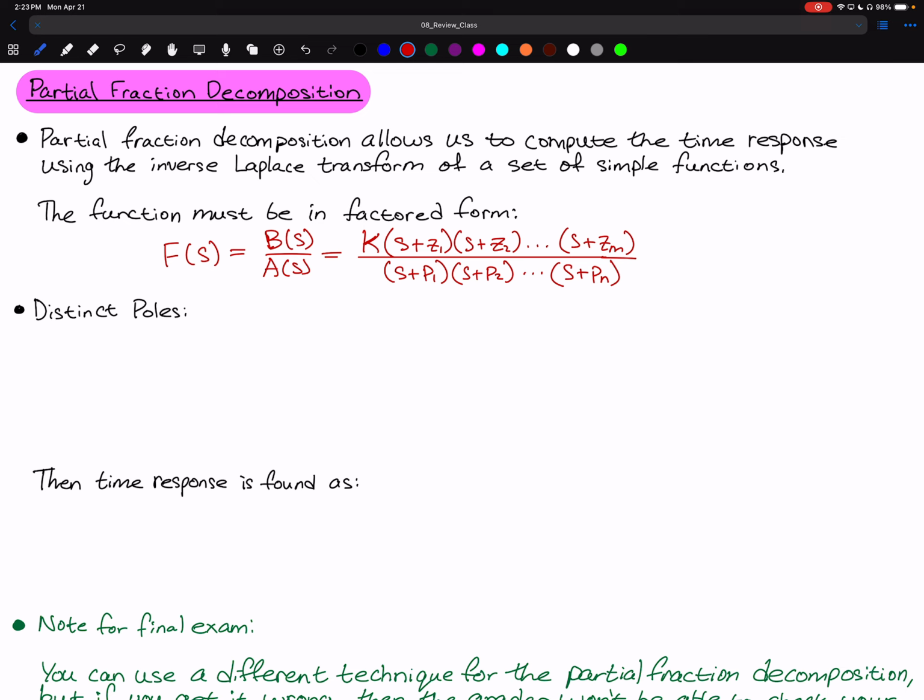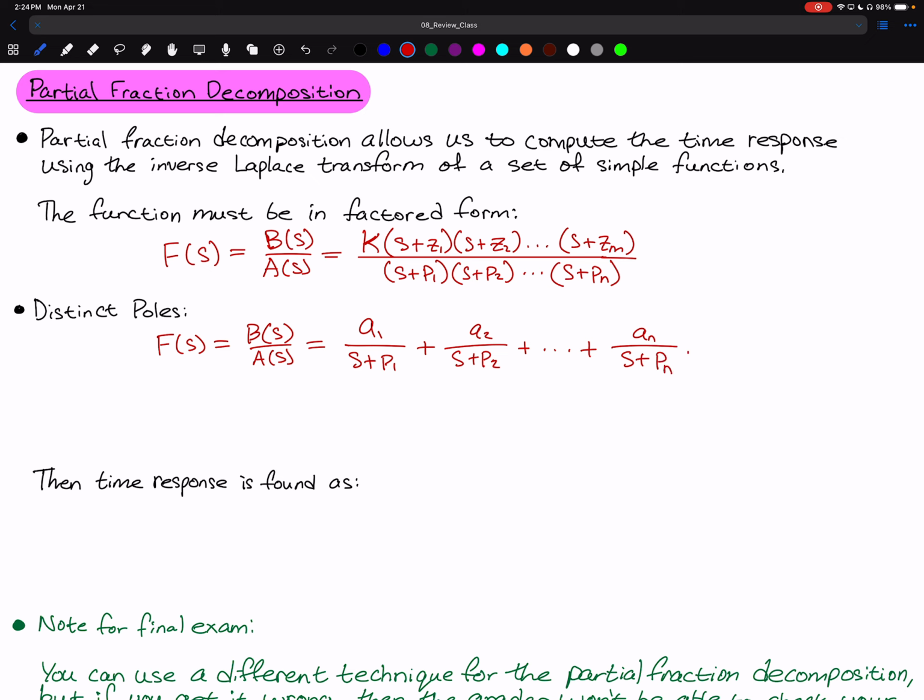We looked at a couple different cases. There were two that popped up the most. The first is where we had distinct poles, and the second is where we had some quadratic factor. We'll cover distinct poles first, and then we'll talk about the quadratic factor. So for distinct poles, we'll have F of s equal to B of s over A of s, which is then equal to some constant a1 divided by s plus p1, plus a constant a2 divided by s plus p2, plus dot, dot, dot, plus some constant an divided by s plus pn.